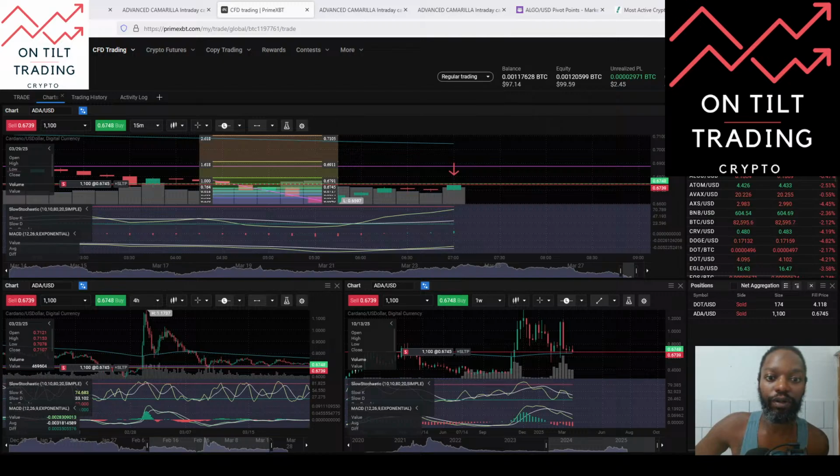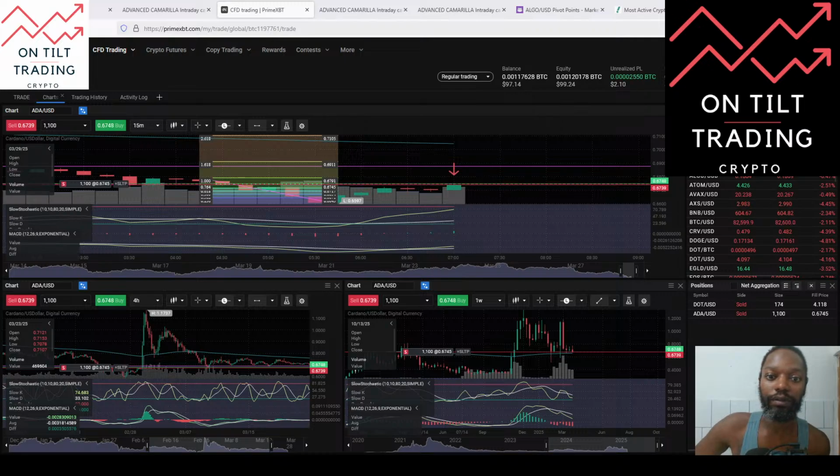These gray vertical bars that you're seeing here, this is a volume profile. This is a slow stochastic indicator. This is the MACD indicator. These purple lines that you're seeing here, these are Camarilla pivot points. This is Camarilla pivot S3, Camarilla pivot S4. This blue line that you're seeing here, this is the 200 exponential moving average.